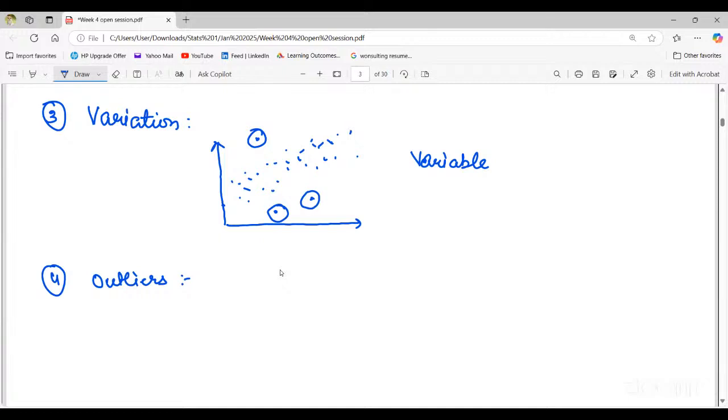Okay, so there are four things. To describe an association through a scatter plot, the first thing is the direction. We can have the upward direction, we can have downward direction. Then the second thing is curvature, whether it's linear or curve. Then the third is variation, whether it is tightly clustered or variable. And the last one is outliers, which are very different from the other values. Okay.